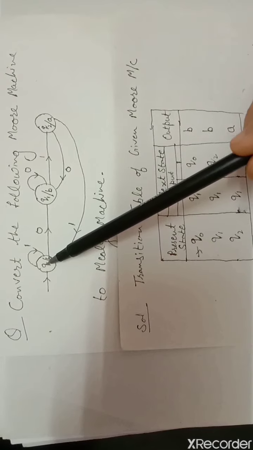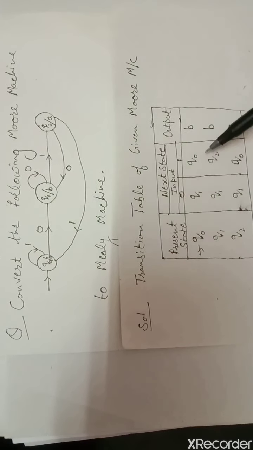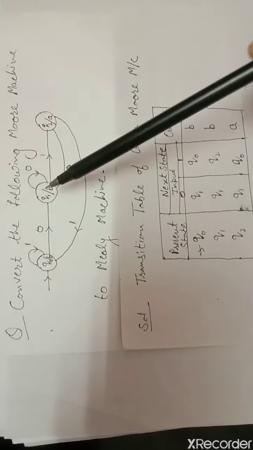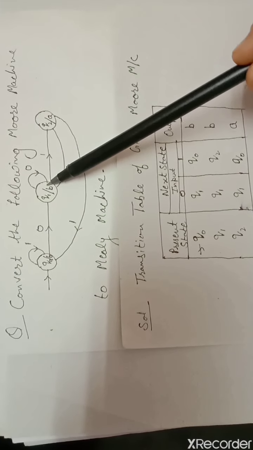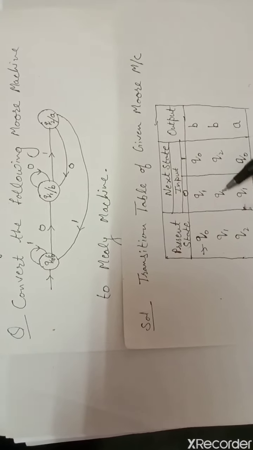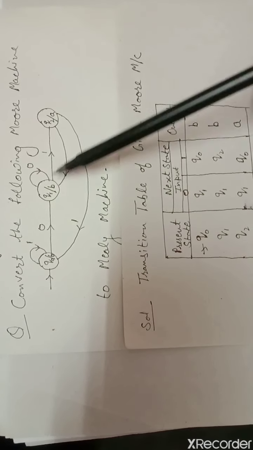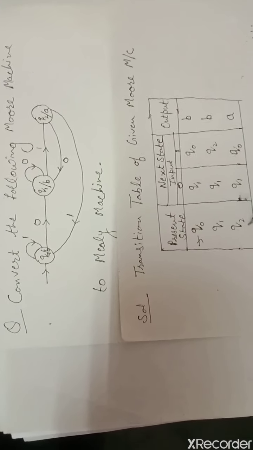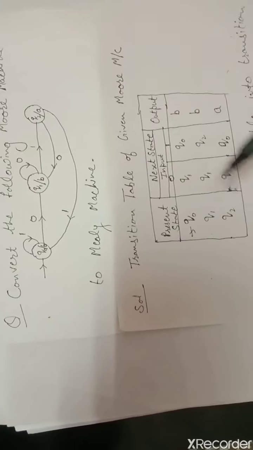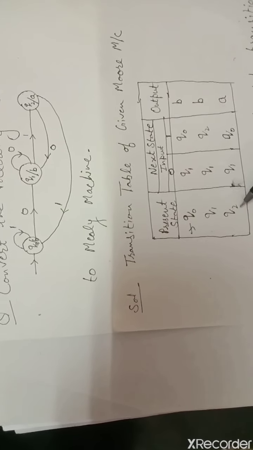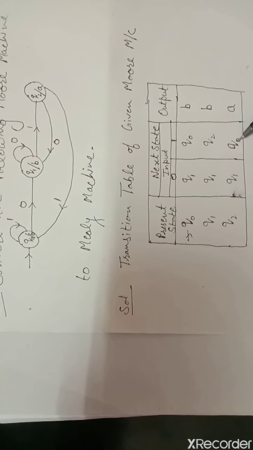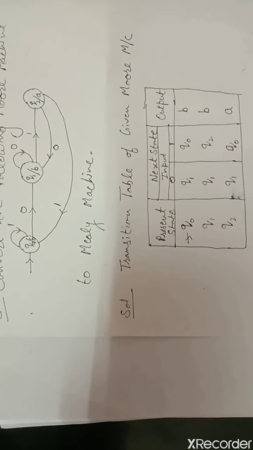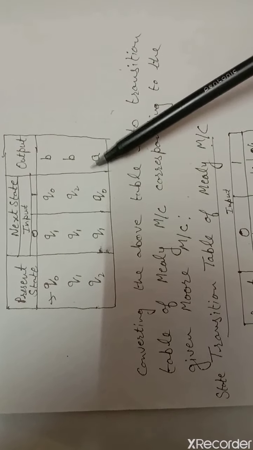With 1 input, Q0 moves to Q0 itself. So we write here Q0. With 0 input, Q1 moves to Q1. With 1 input, Q1 moves to Q2. I write Q2 here. Similarly, with 0 input, Q2 moves to Q1, you can see from the diagram. And with 1 input, Q2 moves to Q0. So now we have constructed the transition table of the given Moore machine.